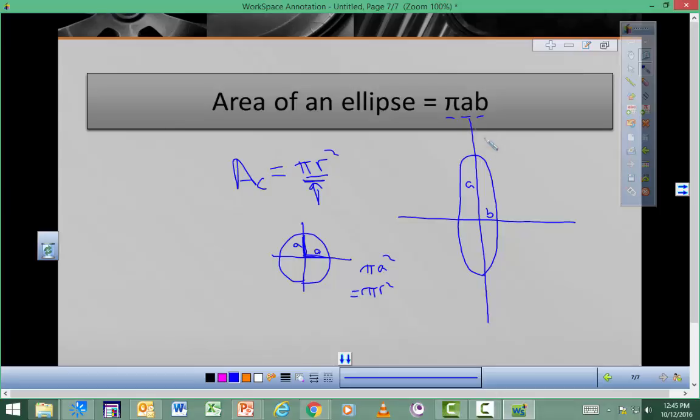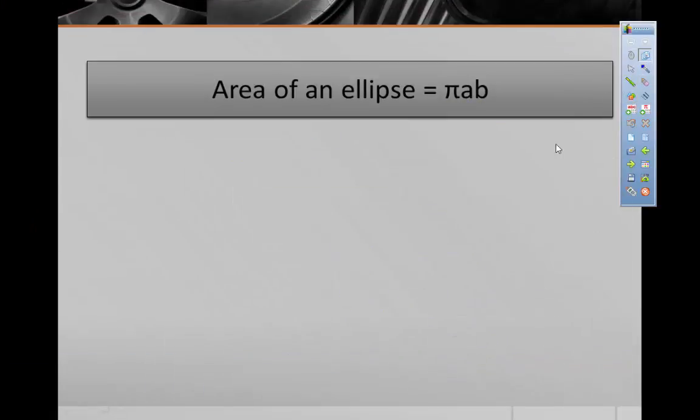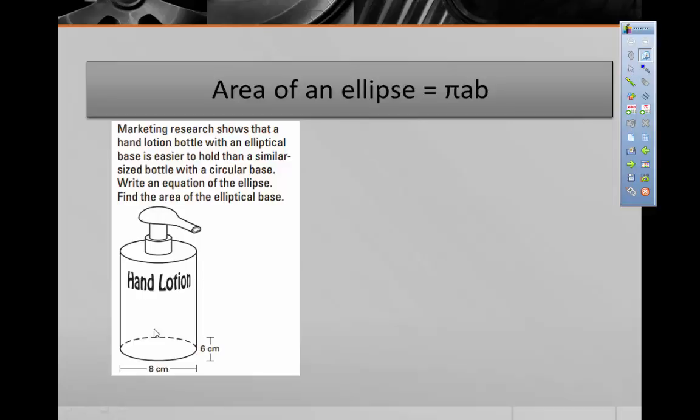This comes up sometimes with containers, like this hand lotion bottle, where you want to find the area of the base, and actually the area of the paper label that goes around and a few other things. Anyhow, marketing research shows that a hand lotion bottle with an elliptical base is easier to hold than a similar sized bottle with a circular base. So write the equation of the ellipse based on this information.